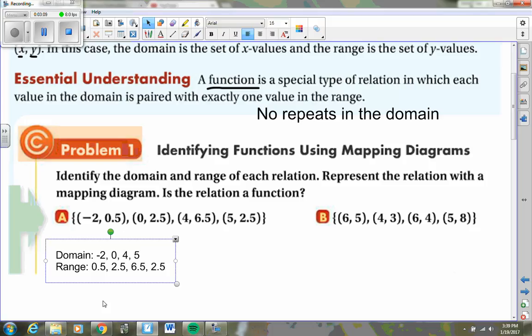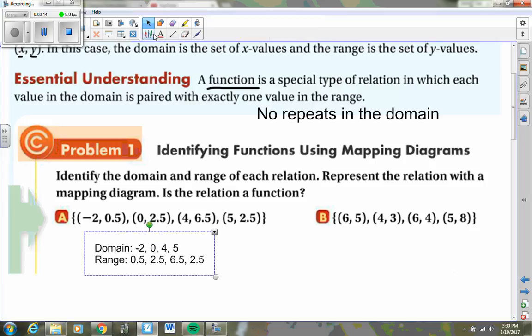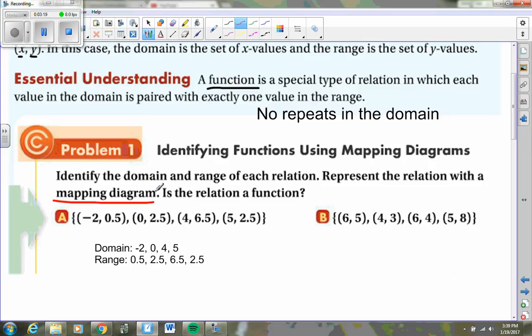Now they also want us to do something called a mapping diagram. So let's talk for just a second about what a mapping diagram is. The mapping diagram is very much like a table of values that we have been doing in previous sections to graph things. So it kind of looks like this, x and y, except now we don't use x and y anymore. Now we say domain and range. Now we say D and R for domain and for range.